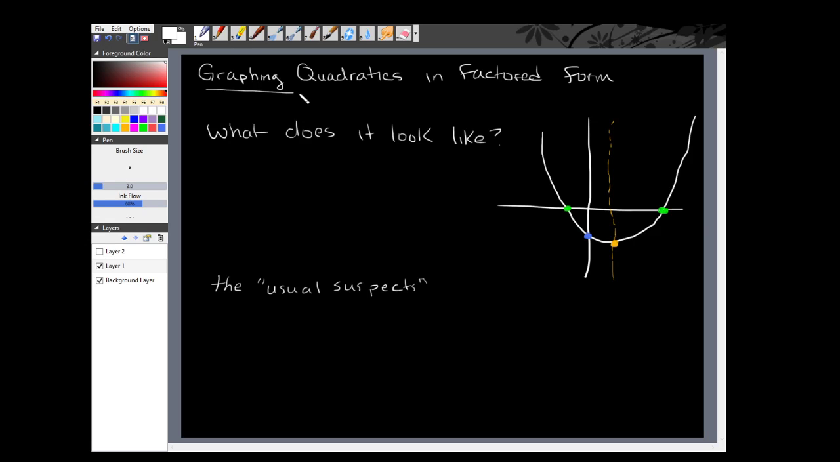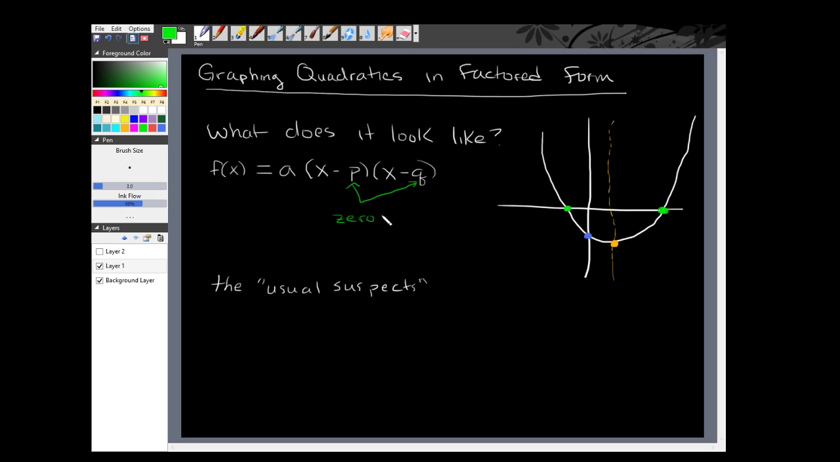In today's video, we're going to be looking at graphing quadratics in factored form. So factored form is usually written out as either f of x or y is equal to a times x minus p times x minus q. What's nice about factored form is this p and q value. These are our zeros of our function.